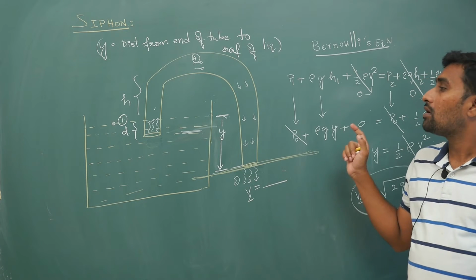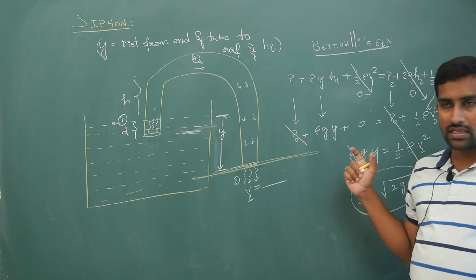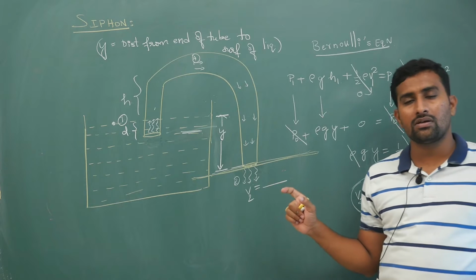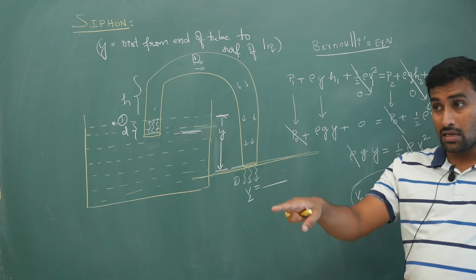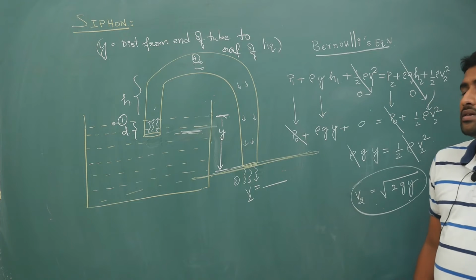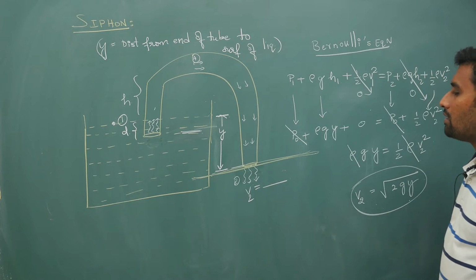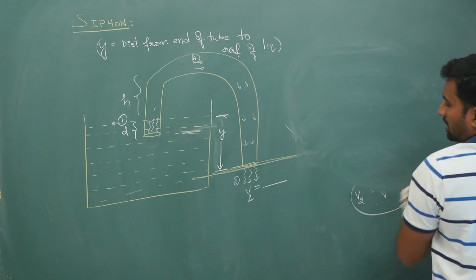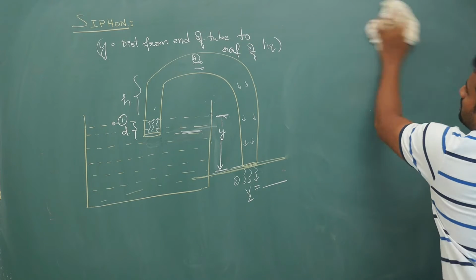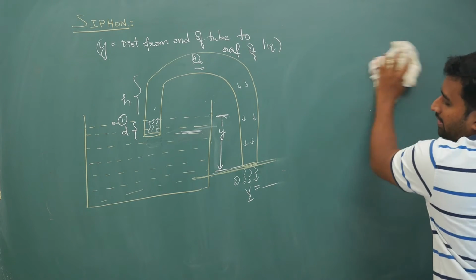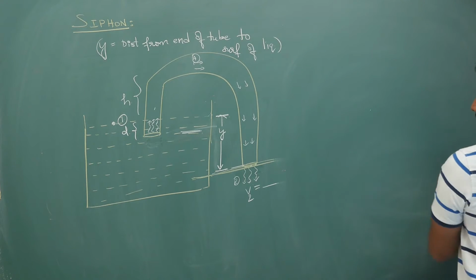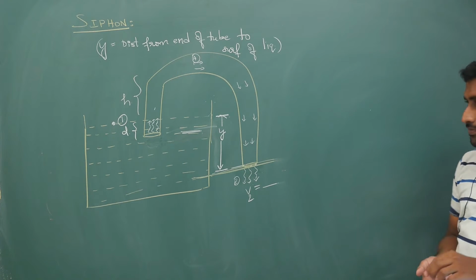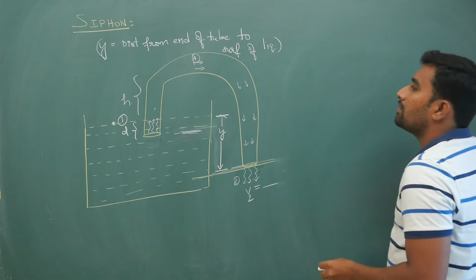Those who are watching, pause this video clip and copy this down. I have been telling you again and again, in fluid dynamics we will be applying only two equations: one is Bernoulli's equation and the other is the equation of continuity. So now let us continue and apply Bernoulli's equation between point A and point B. I will tell you what will happen.